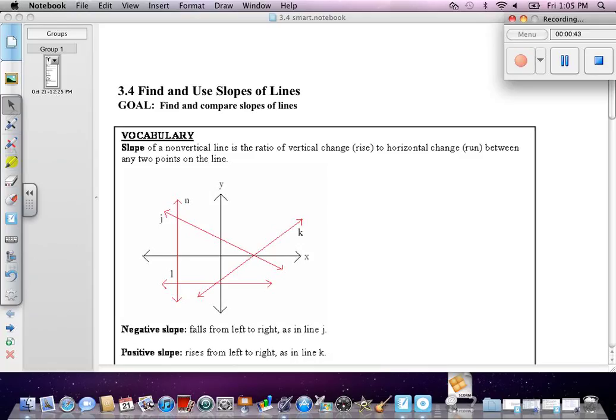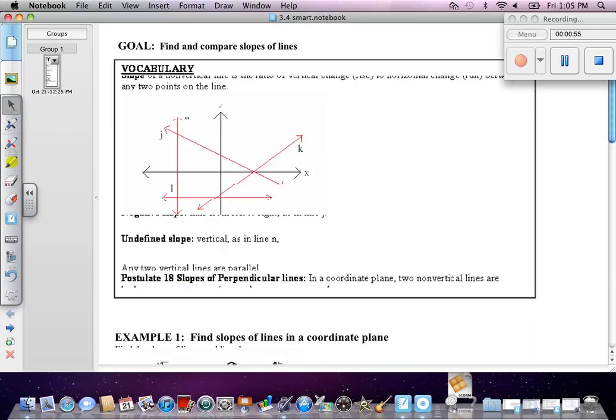Postulate 18, slopes of perpendicular lines. In a coordinate plane, two non-vertical lines are perpendicular if and only if, when you multiply their slopes together, you get -1. We also call that the opposite reciprocal.